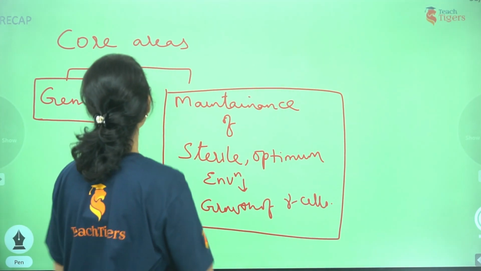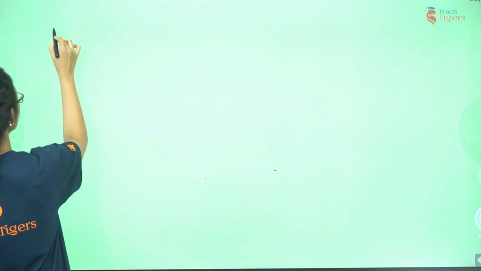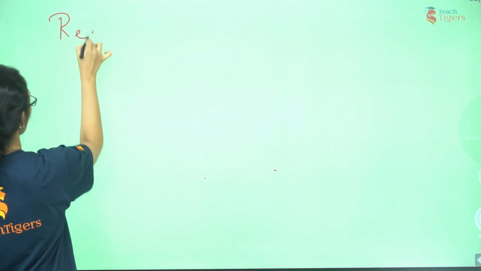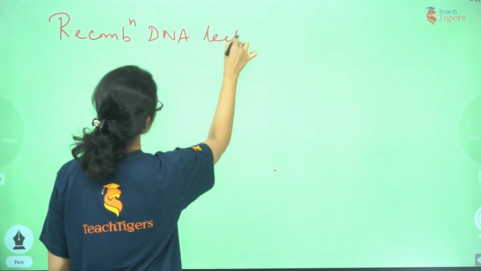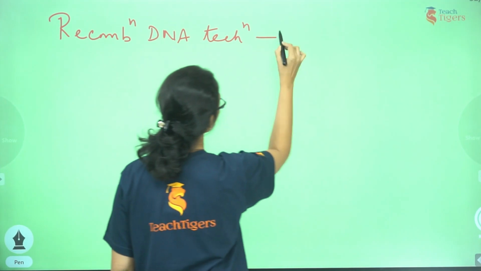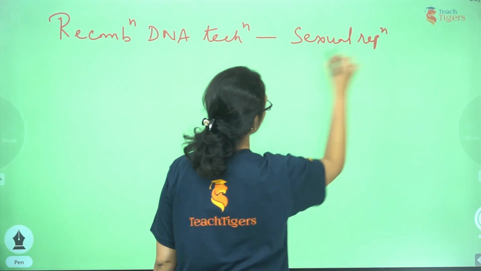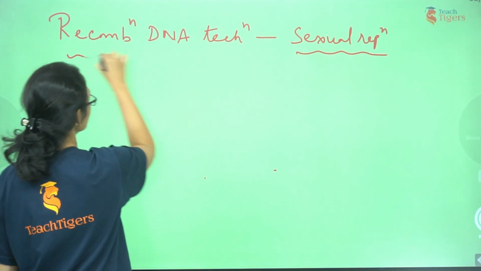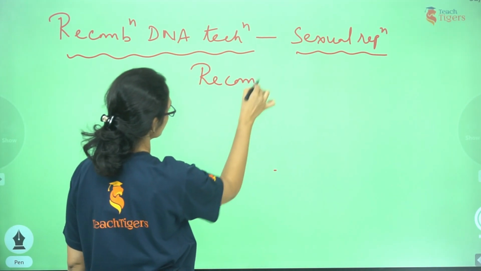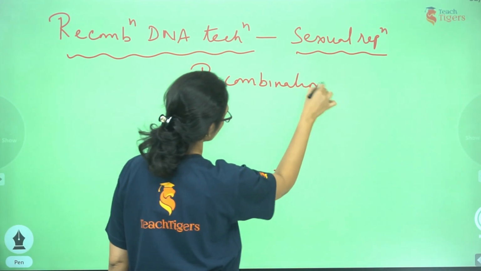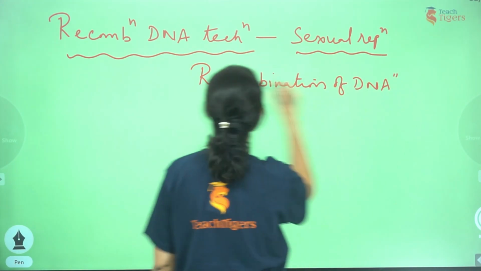So after looking into the two core areas of biotechnology, we tried to learn about how the recombinant DNA technology is different or is superior to sexual reproduction. Why? Because in sexual reproduction and in recombinant DNA technology, recombination is a common process. Recombination of DNA is a common process in both the cases.